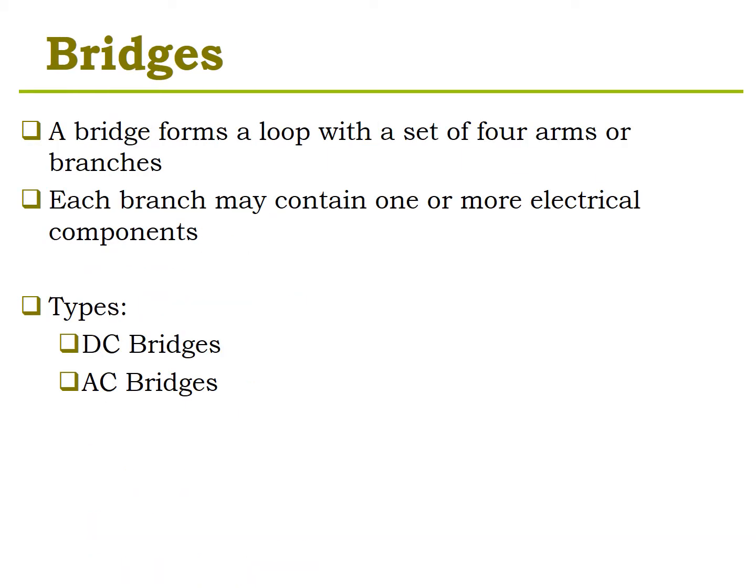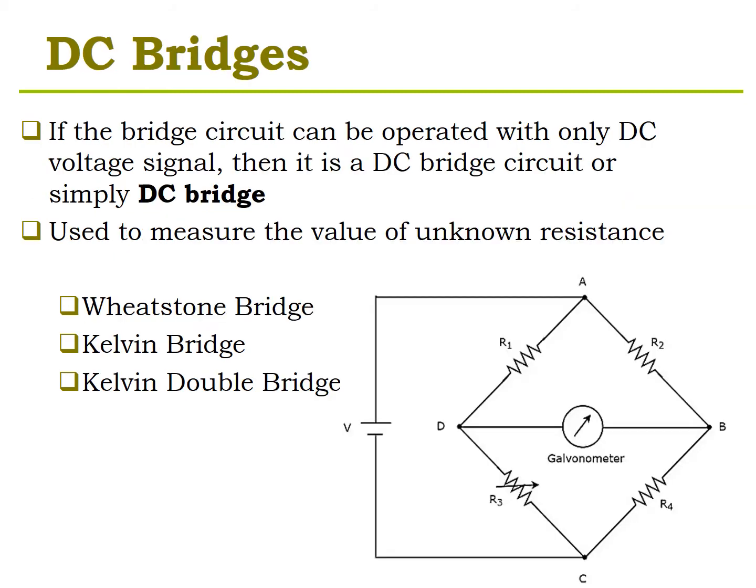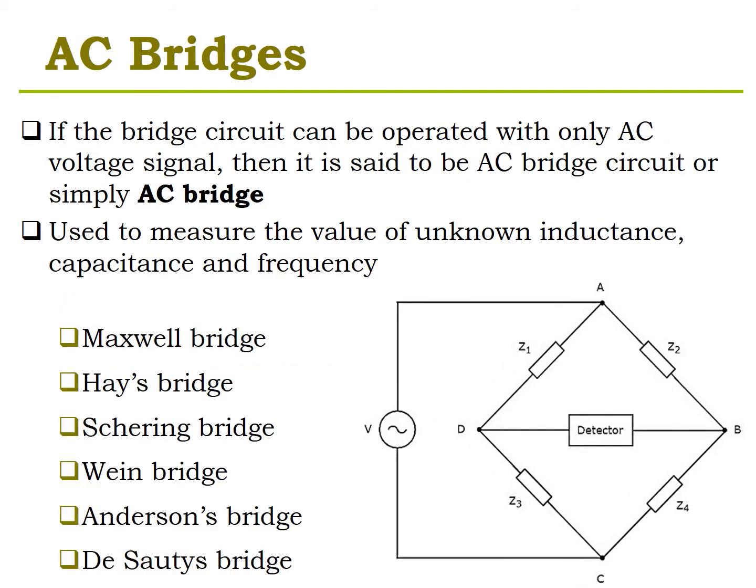So basically a bridge is nothing but a loop which has usually 4 set of arms or branches, sometimes even more, and they may contain one or more electrical components. So briefly we would be classifying them into DC and AC. DC bridge would be when it is operated only on a DC voltage signal, and usually they are used for measurement of unknown resistances. So for my DC bridges I have Wheatstone bridge, Kelvin bridge and Kelvin double bridge for measurement of unknown resistance in one of the arms.